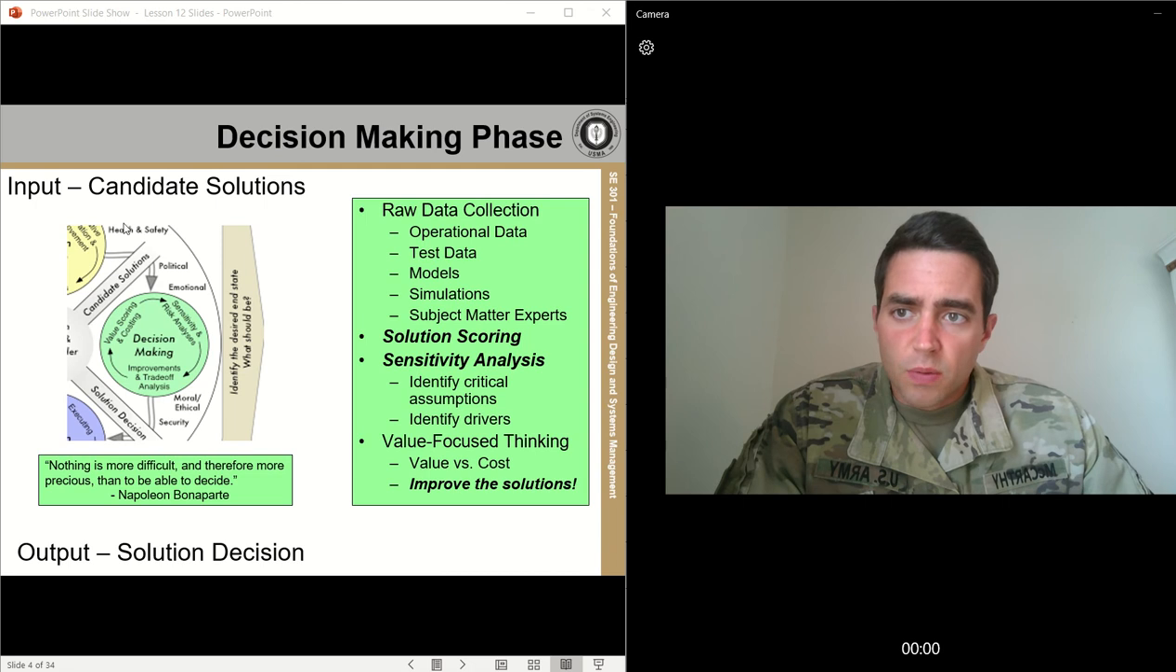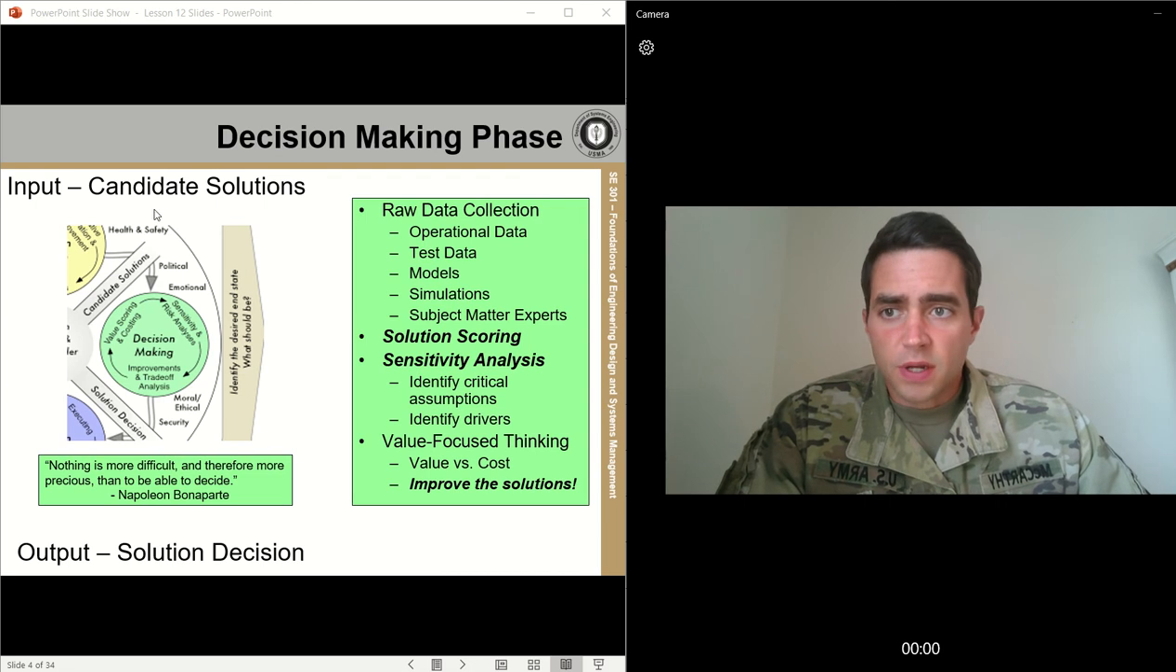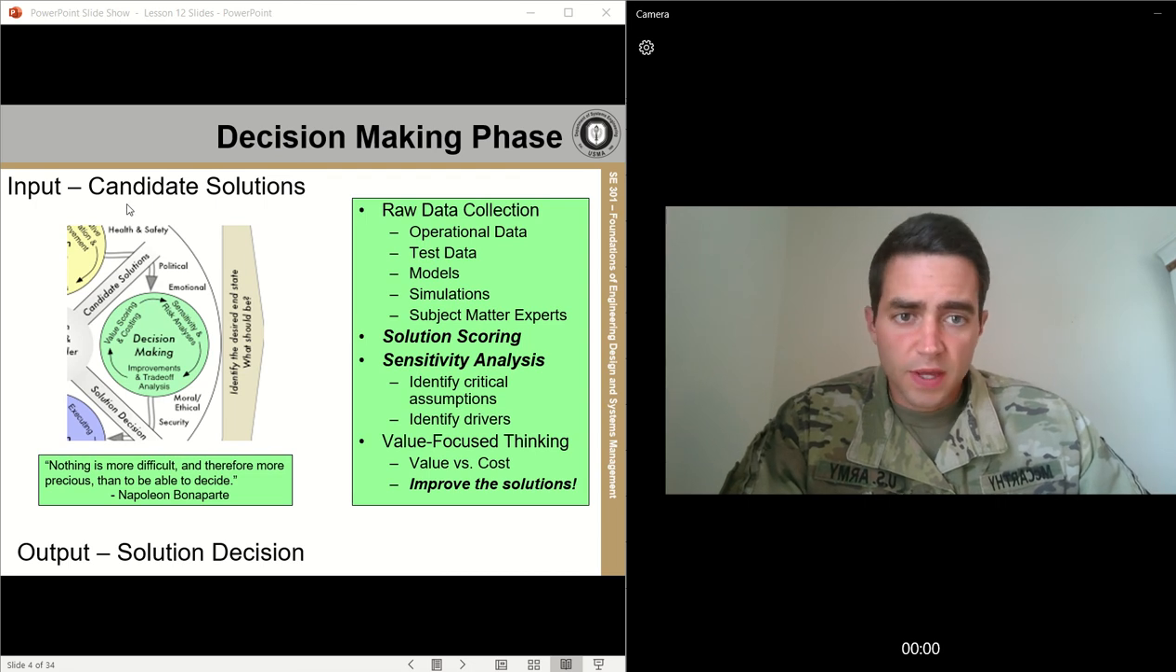So, as a bit of review or an overview for the decision-making phase, it is important to note what the input is. We just finished the solution design phase where the output was candidate solutions. That becomes the input for decision making. The output for this phase is solution decision.